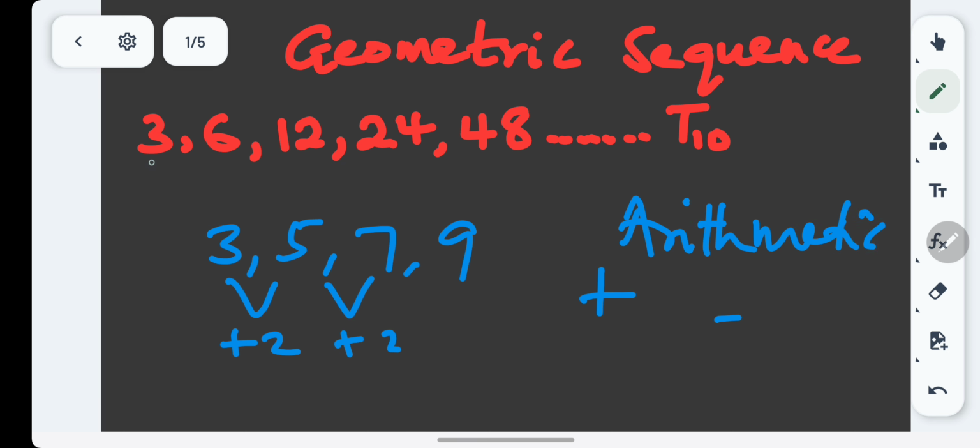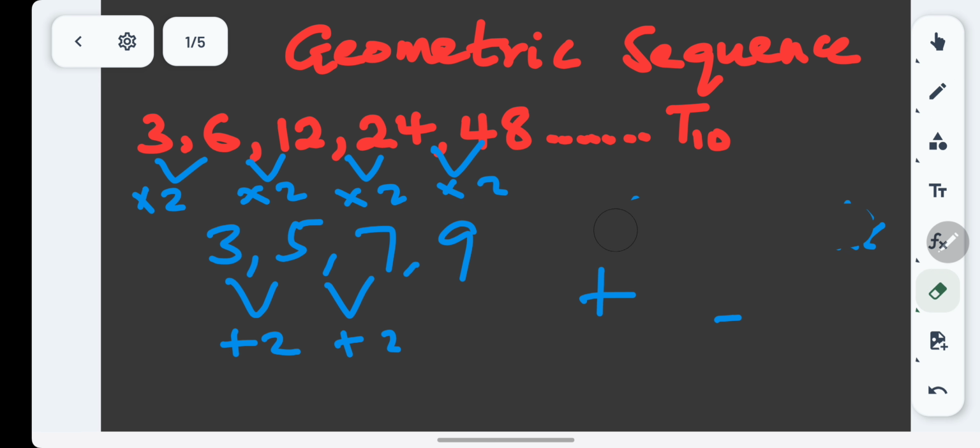However, if we obtain the next number by multiplication, like this one, times 2, times 2, times 2, times 2, or by dividing, then we call it a geometric sequence, not an arithmetic sequence. We have already covered that. Please do watch the video on arithmetic sequences if you do not understand it.